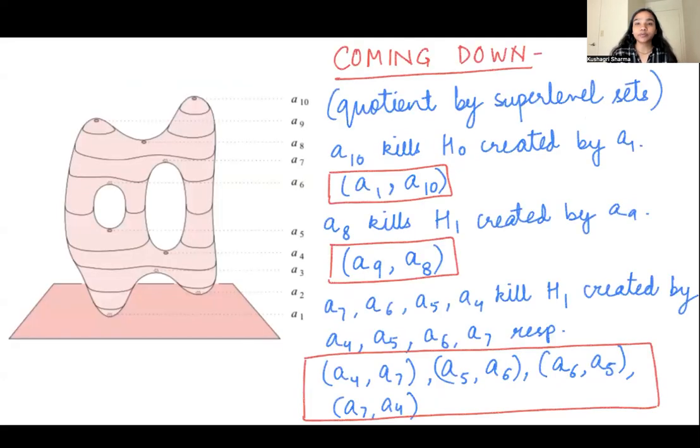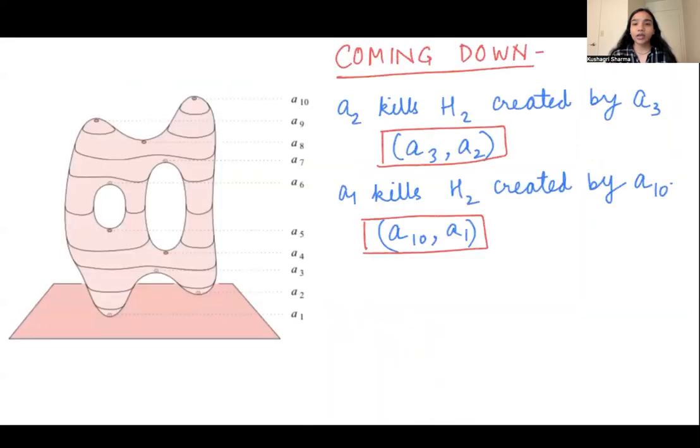Again, we try to descend. So while descending, we keep on modding out with the super level sets. And these are further the pairs that we get. A10 actually kills the zero-dimensional homology class, which was created by A1 in the first place. And so on, we have further pairs. Then we have more pairs, and you can pause and see how the pairs work.